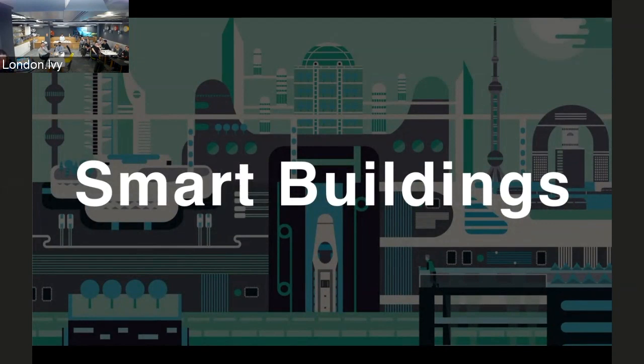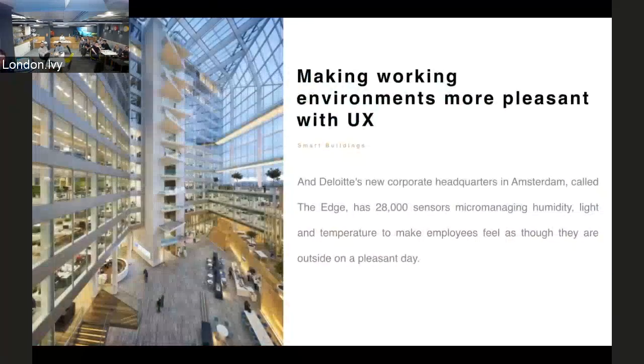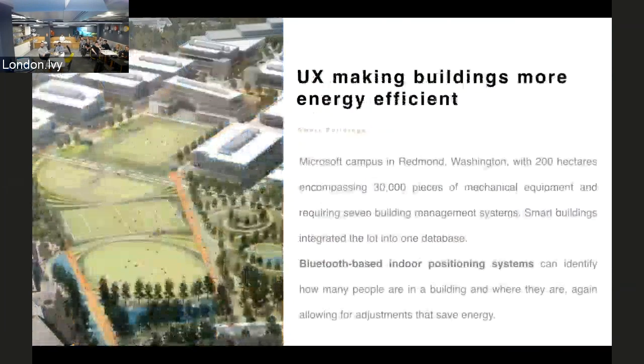So there's actually a real example of this. This is Deloitte's new headquarters in Amsterdam called The Edge, and it has 20,000 sensors that micromanage light and humidity to make you feel like you're outside on a pleasant day. Pretty fascinating, this is kind of taking it back, maybe not as dramatic as the last video you saw.